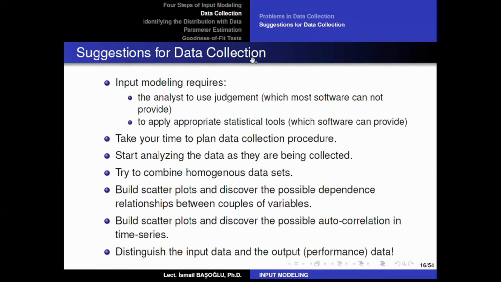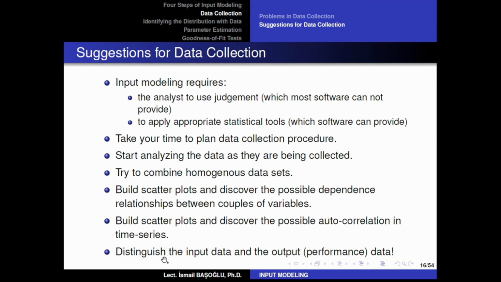So data collection and discovery of these relationships in the data is a very, very hard thing to do, my friends, okay? And it is just like an art. I mean, data analysis is an art. It is not just something that is technical. It is also an art. As I have previously said, model development is an art as well as a science, okay? It is both science and art. So we can also build scatter plots to discover the autocorrelation in the time series. If it is a time series, again, you can use the scatter plots to discover the autocorrelations.